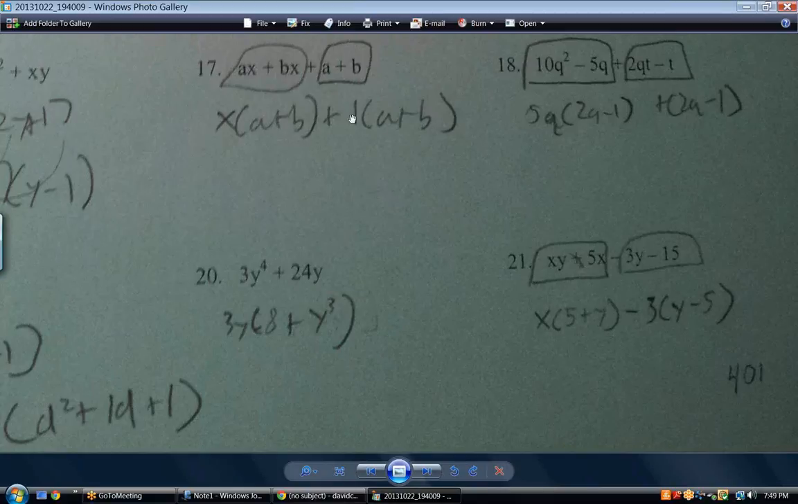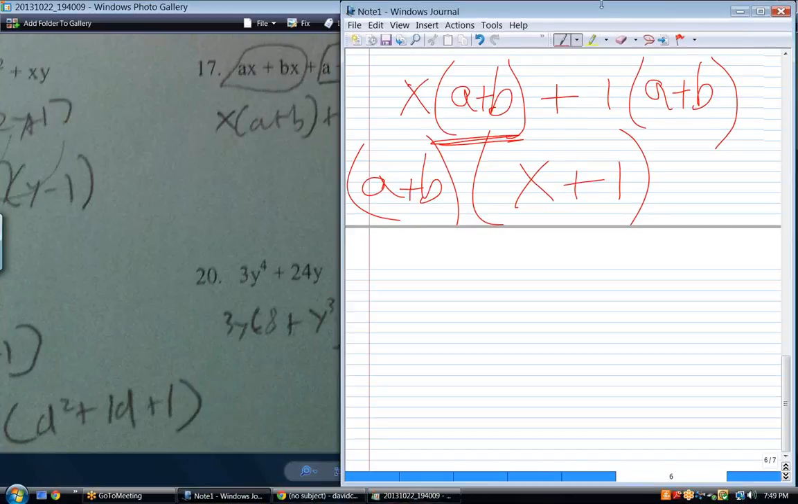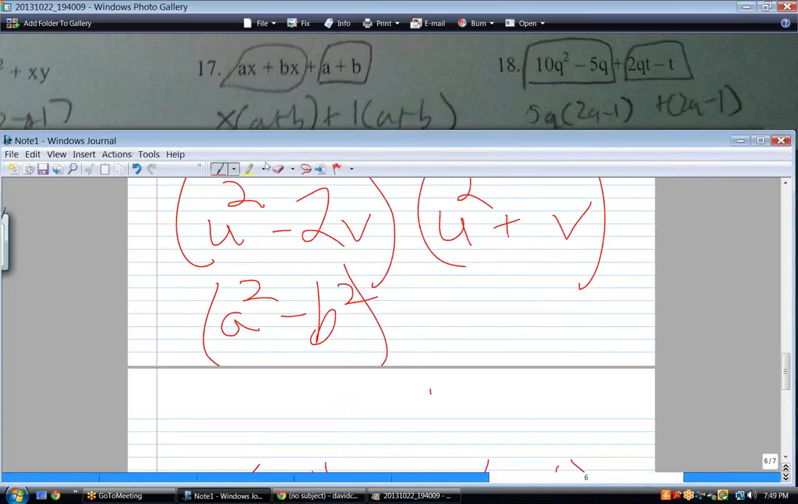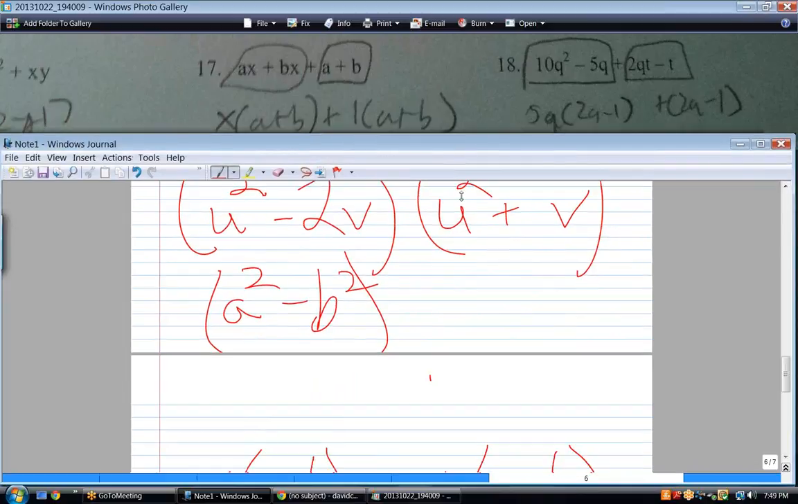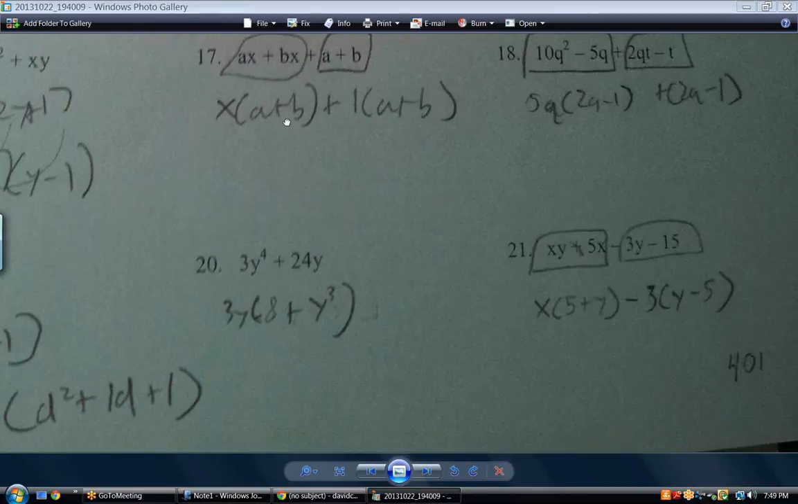So you need to take this one step further. Notice what my answer is compared to yours. In other words, the tricky part of this is factoring out that a plus b, which is to say you're going to divide this term by a plus b, and you're going to divide this term by a plus b. What you have left is x plus 1.